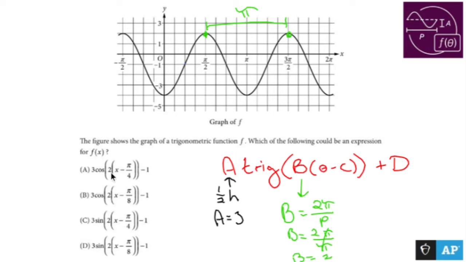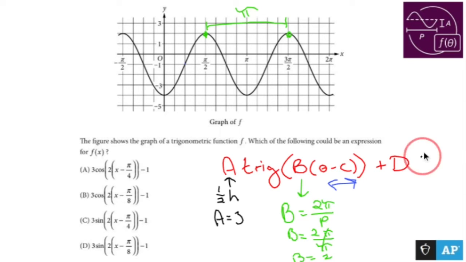So looking at these, which one of these has 2 for B? All of them. So that didn't help. Now, I'm not going to do C yet. C has to do with the left or right phase shift. Since I'm not choosing my sine or cosine yet, I don't know my phase shift yet. So I'm not going to worry about that yet. What I am going to worry about is D.